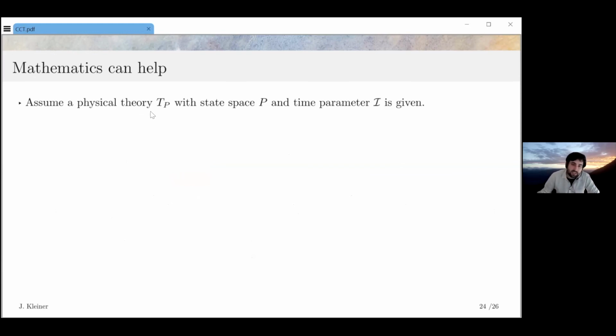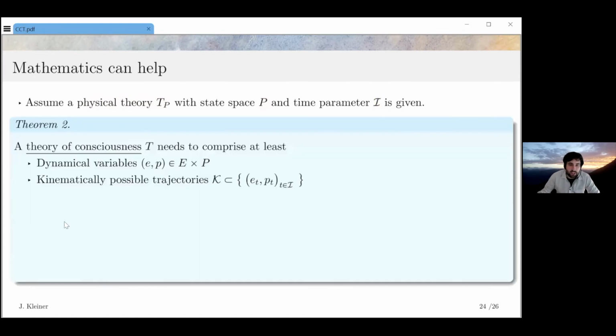So let's assume that, previously P was just a space of configurations. Let's assume we have actually a proper theory TP, where we get trajectories, basically how physical states evolve in time, with some time parameter I. And then you can show the following theorem. So basically, if a theory of consciousness is supposed to be empirically intersubjectively well-defined, it needs to comprise at least the following quantities.